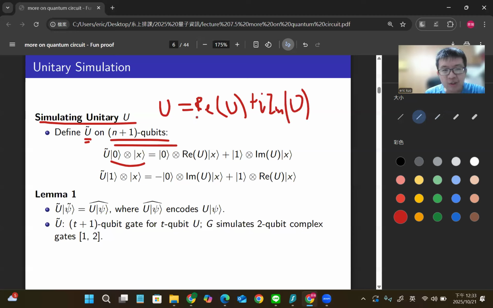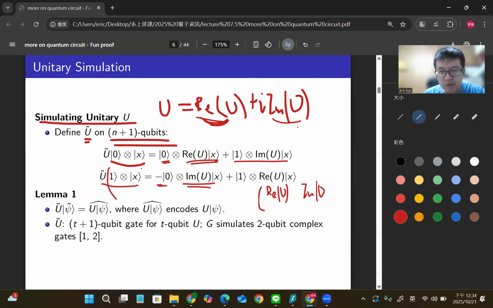These are two matrices acting on the n qubits. So I define U tilde acting on 0 tensor x to be 0 tensor real part of U acting on x, plus 1 tensor imaginary part acting on x. And for U tilde acting on 1 tensor x, I use minus 0 tensor imaginary acting on x plus 1 tensor real U acting on x. So you can view it as constructing a larger matrix: real U, imaginary U, minus imaginary U, and real U. This is similar to a rotation matrix.